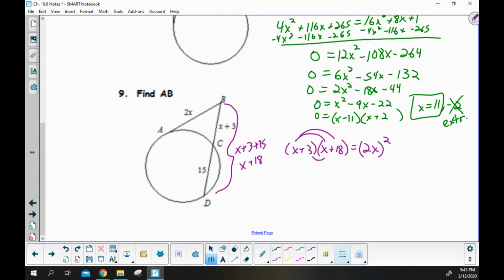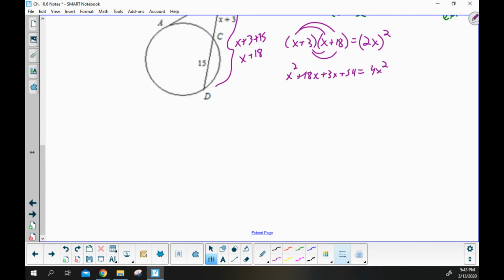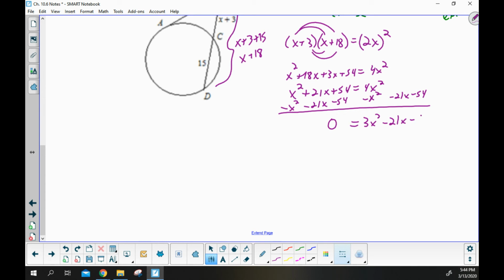Do my FOIL. x squared plus 18x plus 3x plus 54 equals 4x squared. Combine like terms. x squared plus 21x plus 54 equals 4x squared. And I'm going to move again everything to my right, because that's where my highest power is. And that's going to leave me with 0 equals 3x squared minus 21x minus 54.